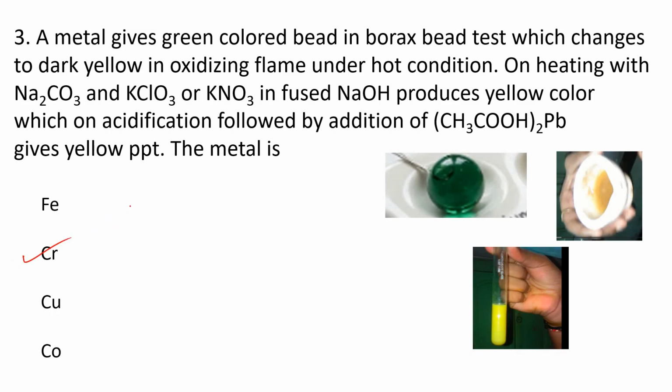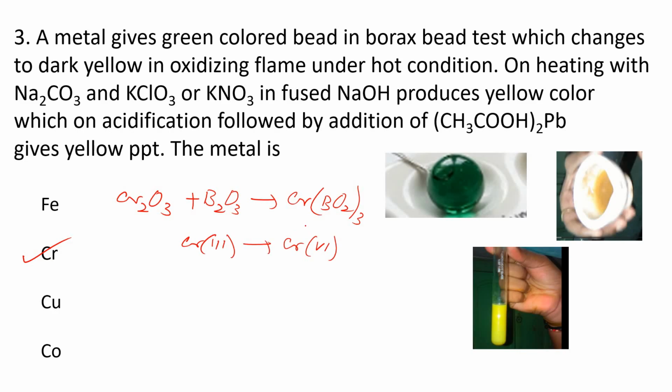Now, in the borax bead test, chromium 3 oxide is formed, which on reaction with boron trioxide gives chromium 3 metaborate, which is green in color. But in the oxidizing flame and hot condition, this chromium 3 is oxidized to chromium 6. Then its structure shifts to a chromate-like structure. So, when chromium 3 is oxidized to chromium 6, the color changes to yellow. We know that chromium 6 color is yellow to orange.